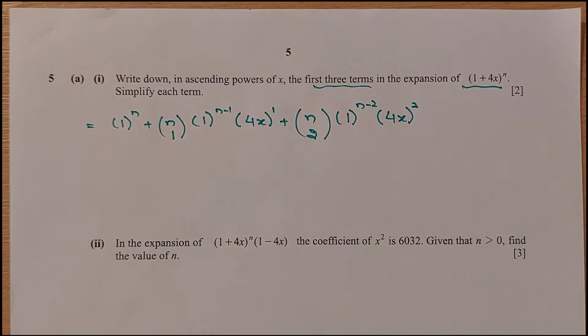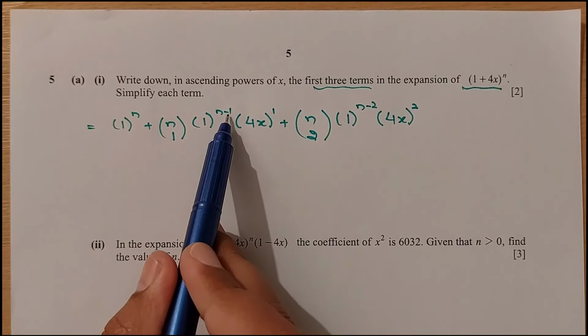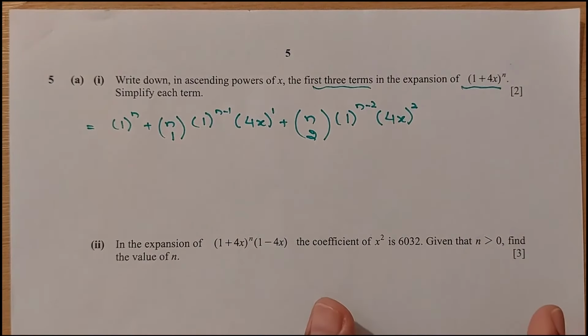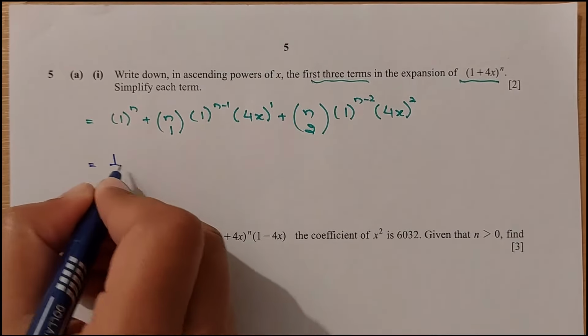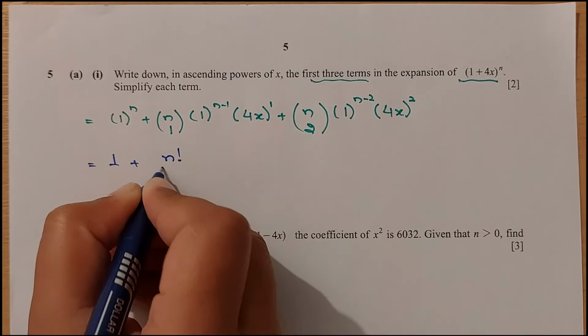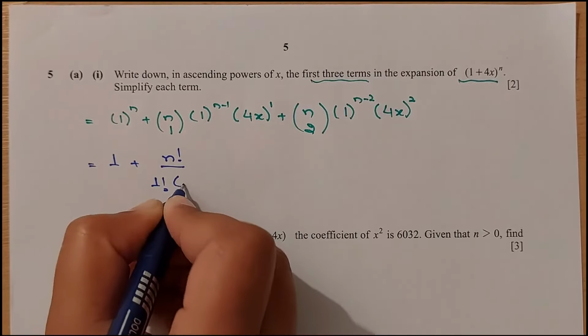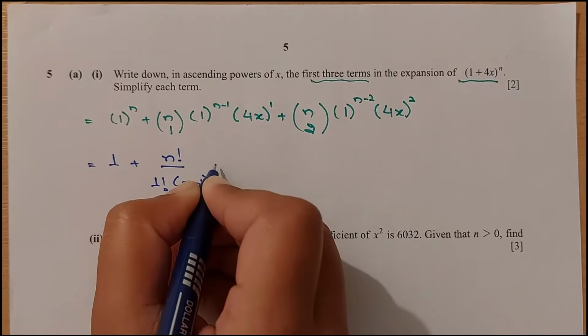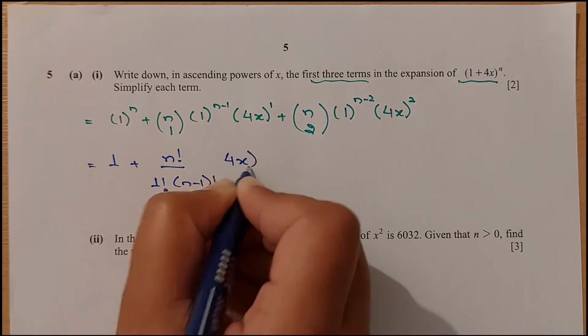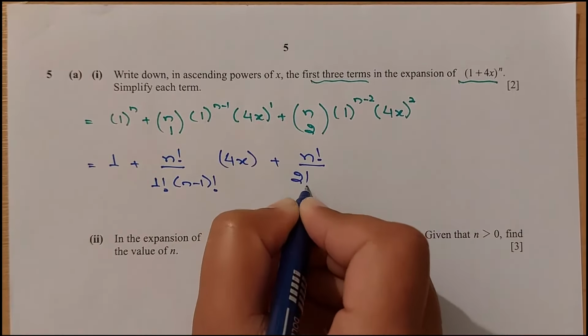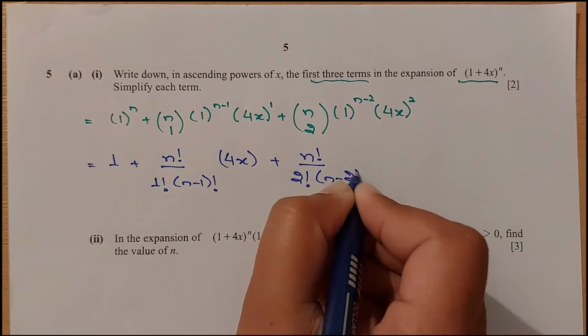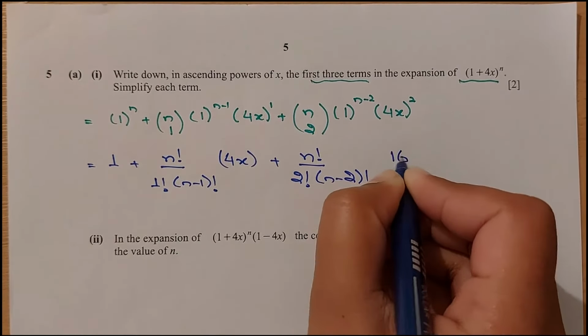Let me simplify it. 1 exponent any power is just 1, right? So here we have 1 plus n factorial over 1 factorial times n minus 1 factorial times 4x, plus n factorial divided by 2 factorial times n minus 2 factorial. 4 square is 16x square.